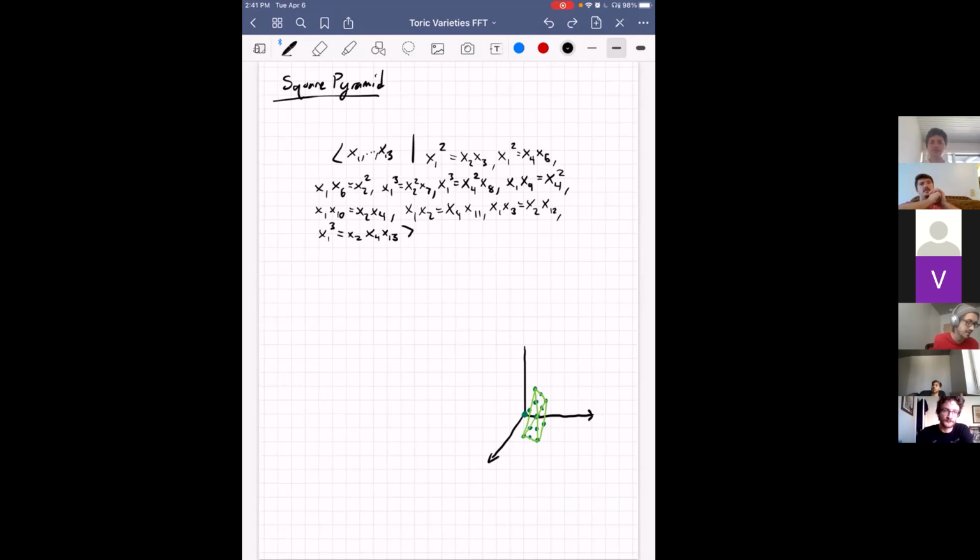So for example, x1 x2 equals x4 times x11. I believe x1 corresponds to this middle point right there. But the point is, I guess, that this computation basically turns into linear algebra over Z. It's not too horrible.